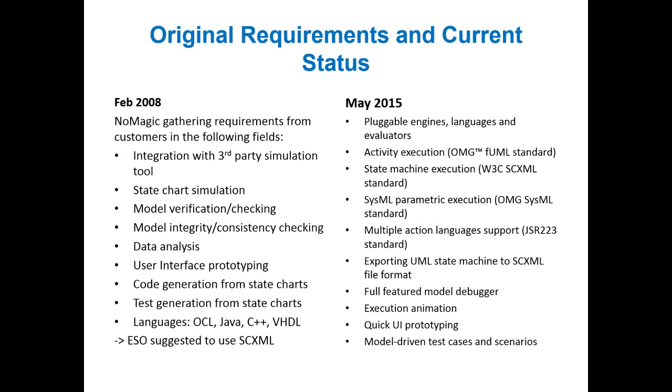And now, 7 years later, Cameo Simulation Toolkit provides you an infrastructure where you can plug in engines, different languages, and evaluators, so it has become flexible. It is based on two standards for the execution: the fUML standard for activities and the W3C SCXML standard for state machines. You can execute parametric models. You can, with the JSR 223 standard, use different action languages. You have a fully featured debugger, animated models. You have some user interface prototyping, and you can have model-driven test cases and scenarios.